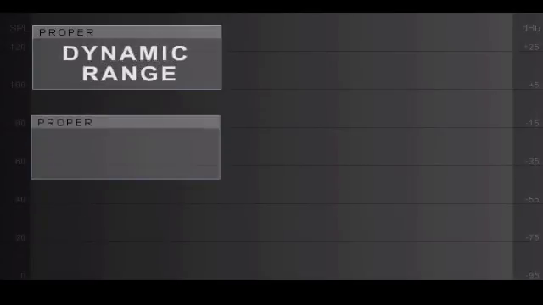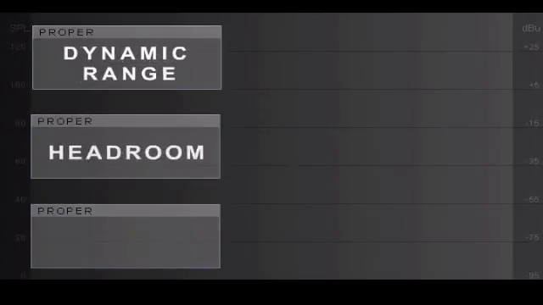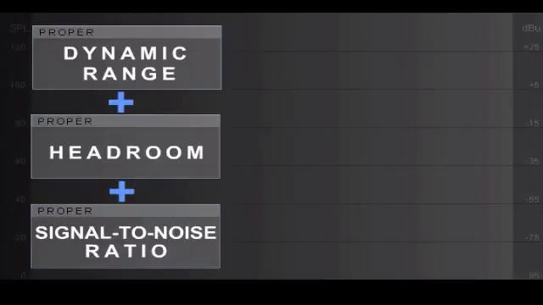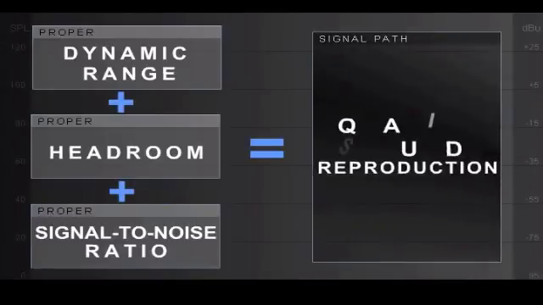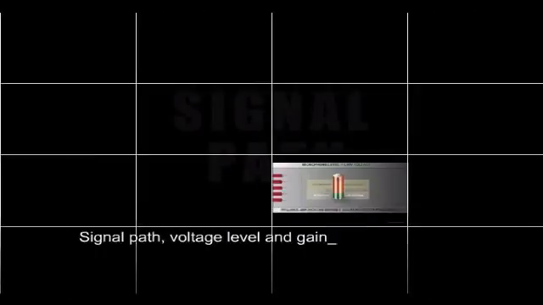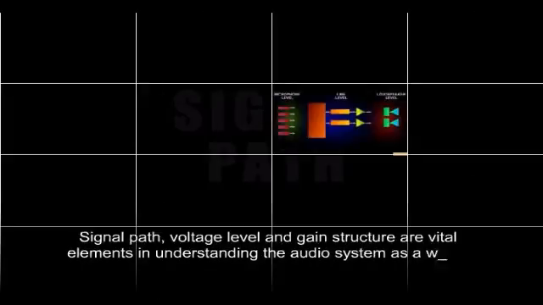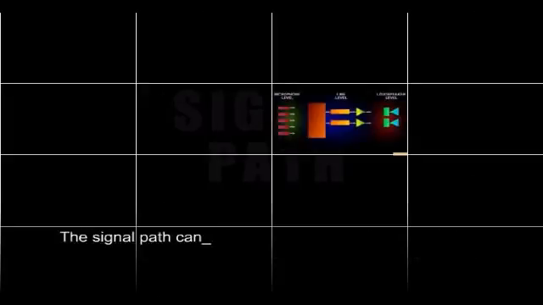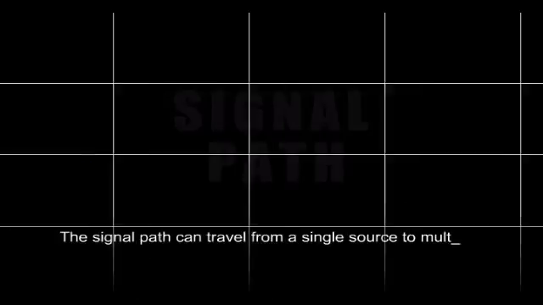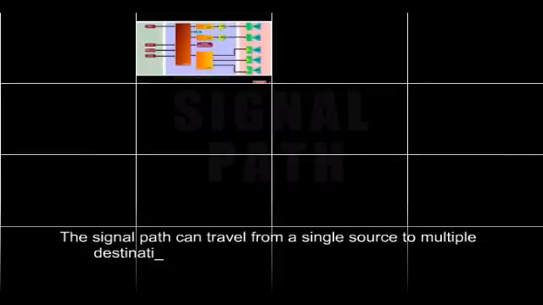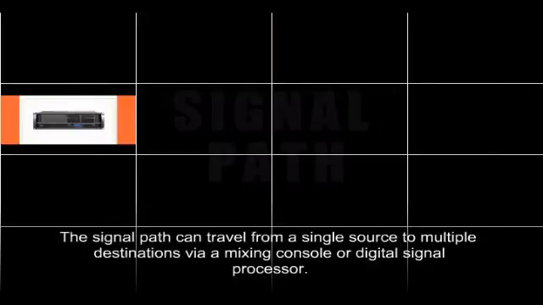Maintaining the proper dynamic range, headroom, and signal-to-noise of the system through proper gain structure is how we achieve quality sound reproduction through the signal path. Signal path, voltage level, and gain structure are vital elements in understanding the audio system as a whole. The signal path can travel from a single source to multiple destinations via a mixing console or digital signal processor.